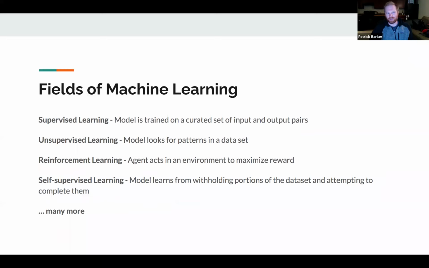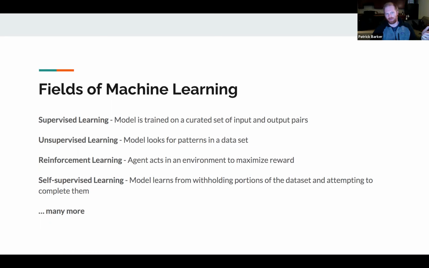So, an overview of the fields of machine learning. There are a lot more than what I'm listing here, but these are the top ones you would find. In supervised learning, you have a model that's trained by a curated set of inputs and outputs. Say I am trying to detect a human in an image. The output would be the coordinates of a bounding box. You give the model the image, it tries to guess the coordinates of that bounding box, and then you find the error between those and try to update your model. Unsupervised learning is more that you have a bunch of data and the model is just looking for patterns within that data set. So there are no actual training sets going on. The model's just looking to see if it can find patterns.